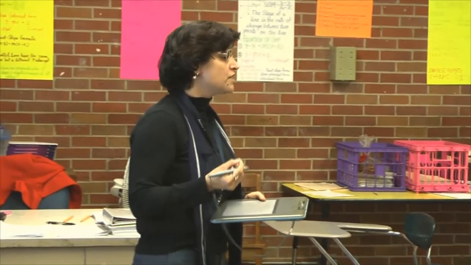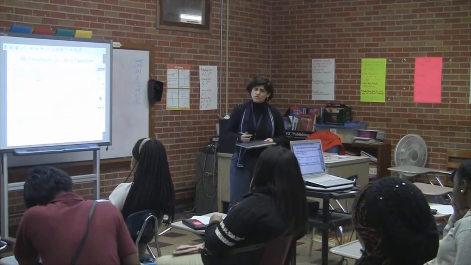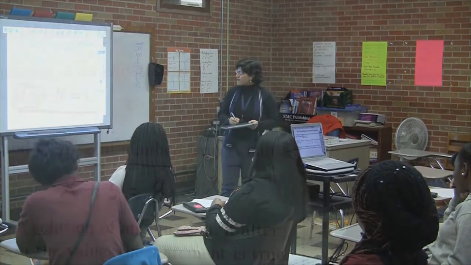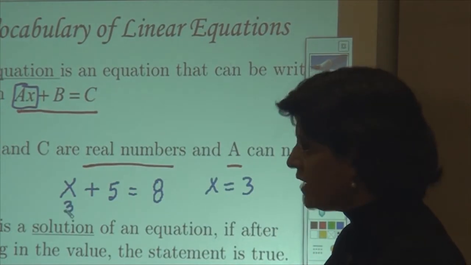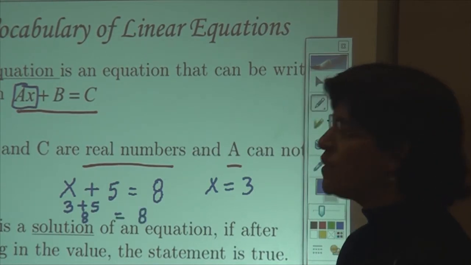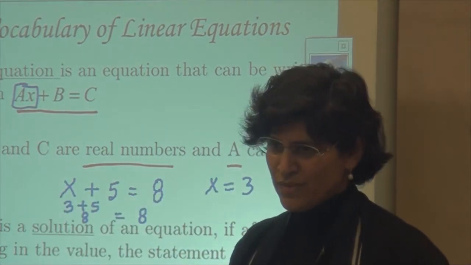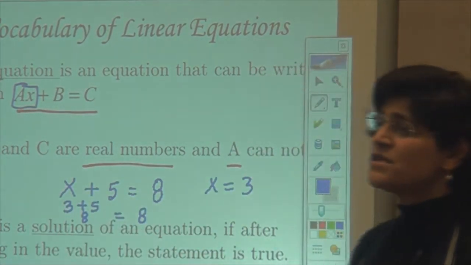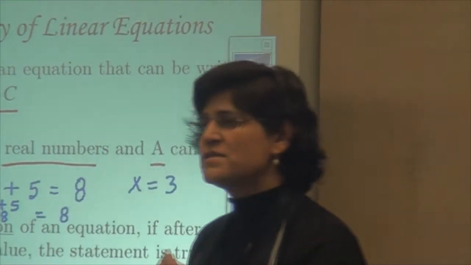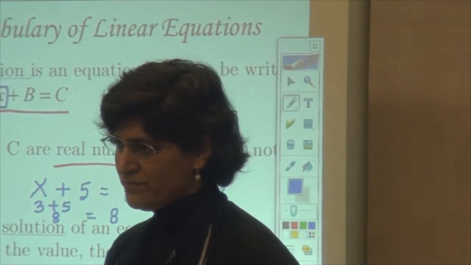X equal to 3 is the solution. Why do we call it the solution? Because if I substitute 3 here in place of x, x plus 5 will become 8. And that's equal to my right hand side, which is also 8. So our statement becomes true. And that is why we say this is a true statement. X is equal to 3 is a solution of this equation.